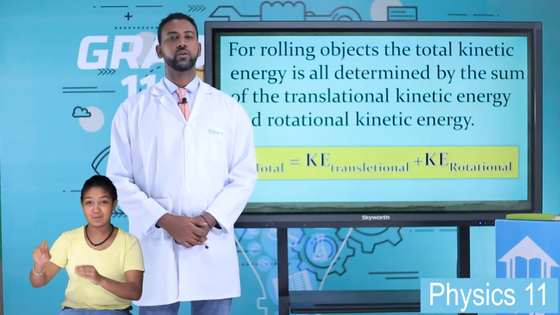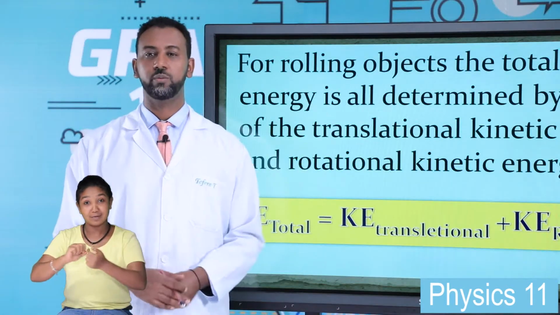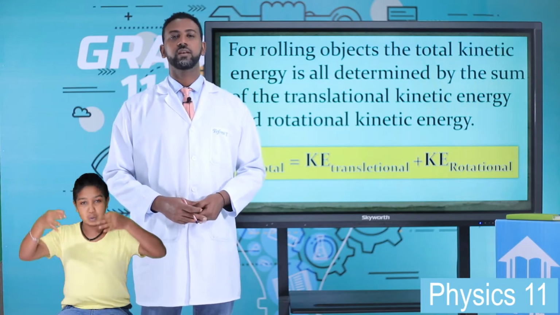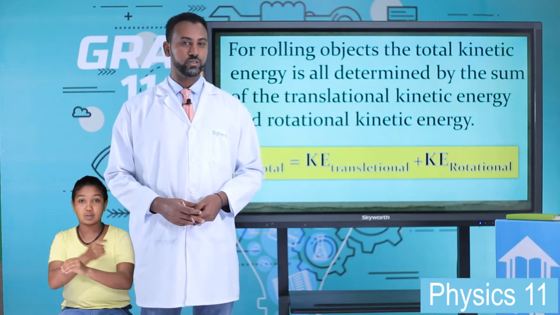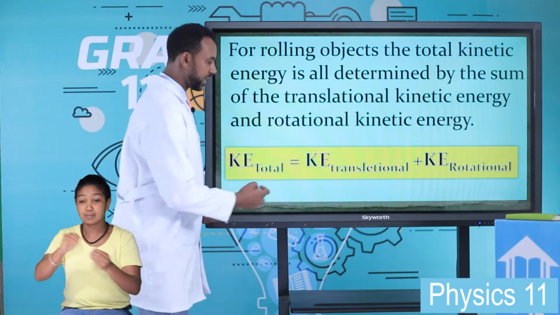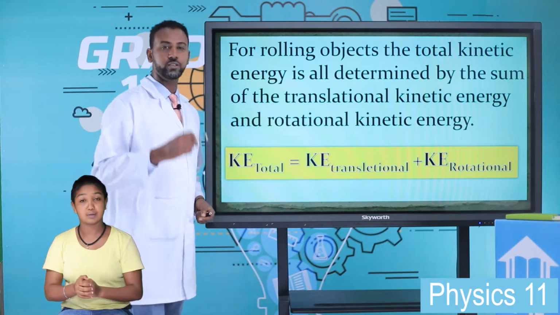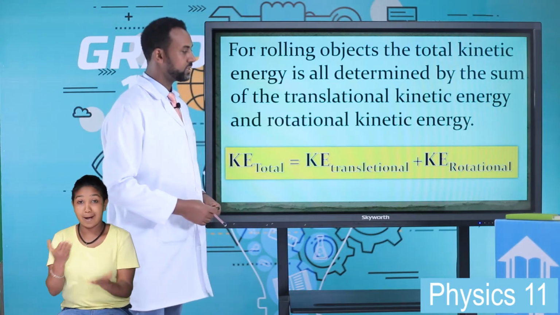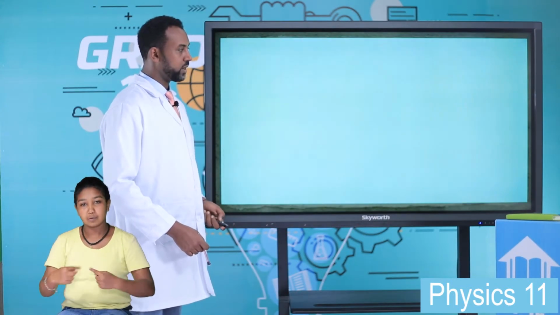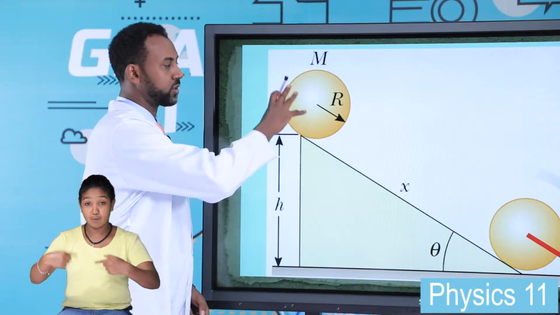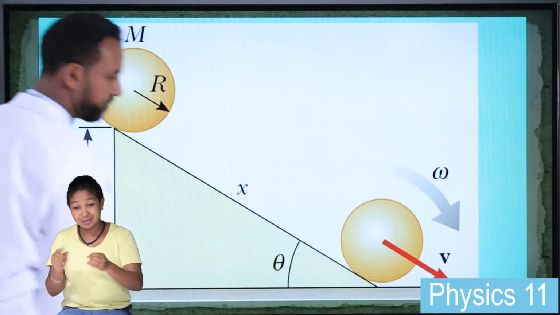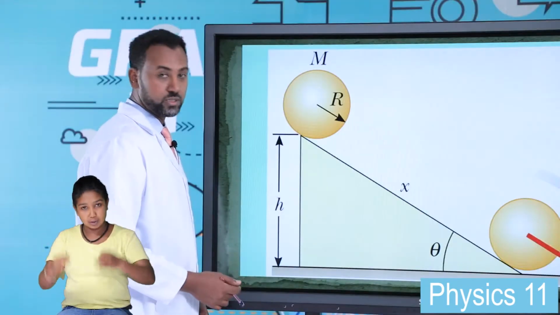Hello, our viewers. In our previous discussion under rotational or angular motion, we discussed how to determine the total kinetic energy of rolling bodies. The total kinetic energy of a rolling body is the sum of the translational kinetic energy due to its center of mass and the rotational kinetic energy. We also saw how to determine the speed of a rolling body released from the top of an inclined plane when it reaches the bottom.